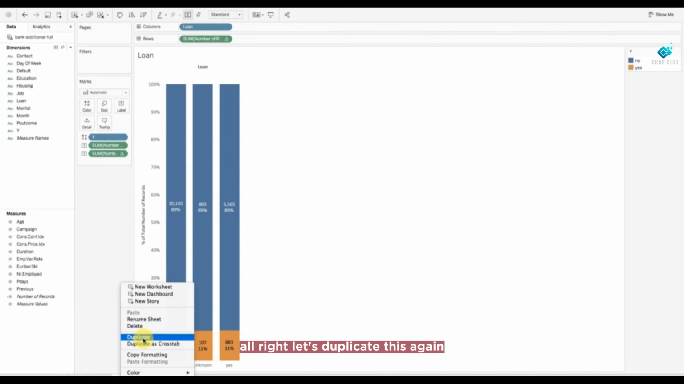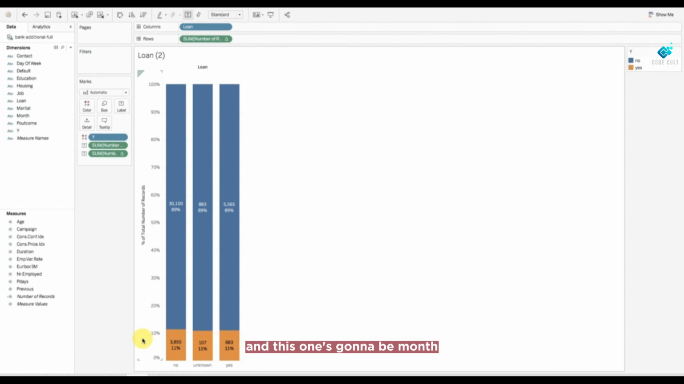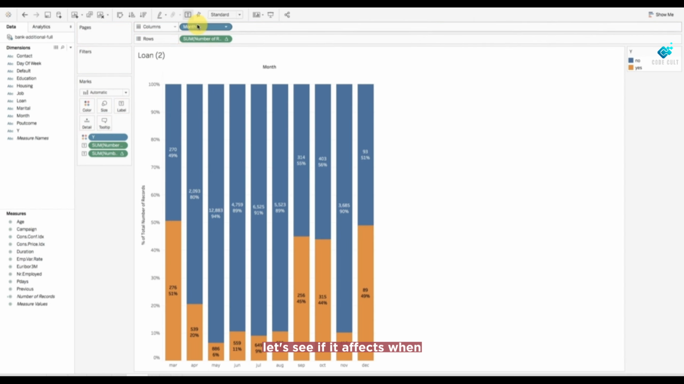All right, let's duplicate this again. Let's do one more. And this one's going to be month. Let's see if it affects what month we call them in. And here we see a much different picture. Very interesting as well, right? All of these look quite good, except for the December one, which has like 89 observations. The rest have at least 200, 400.